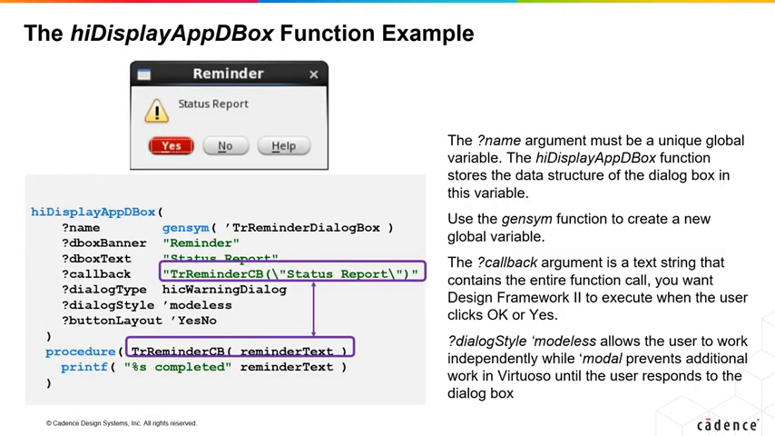In order to create a dialog box, you will use the HI display app dbox function. And that will create and display a dialog box. The inputs to the function are shown here. They are keyword parameters. We have a name, a dbox banner, a dbox text, a callback, dialog type, dialog style, and button layout.